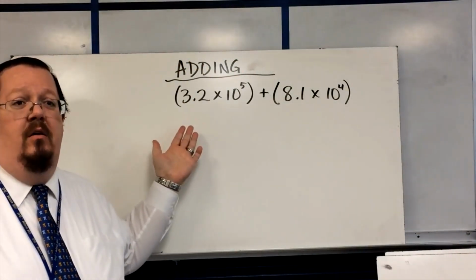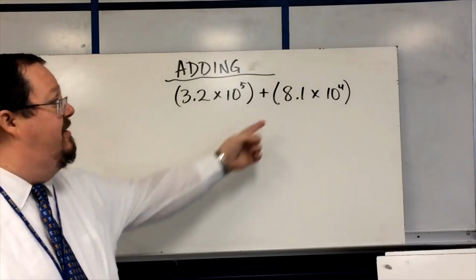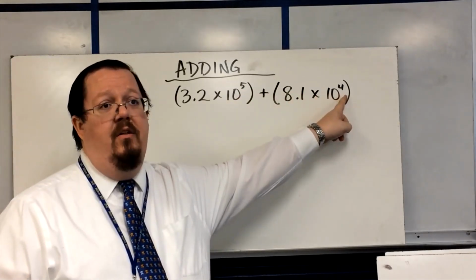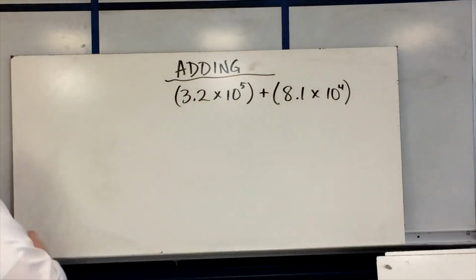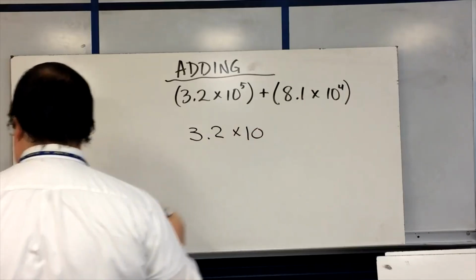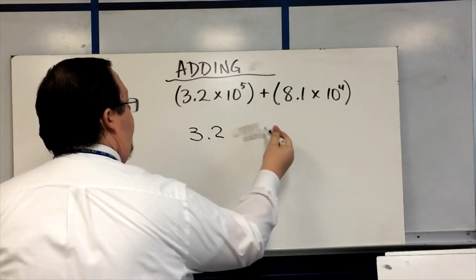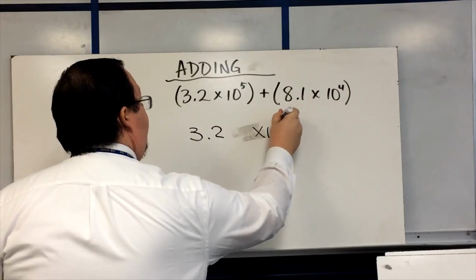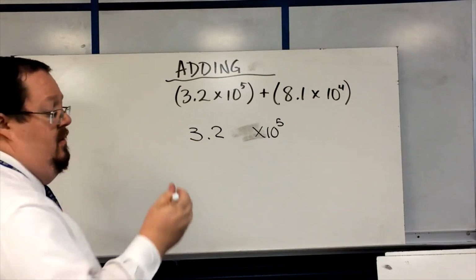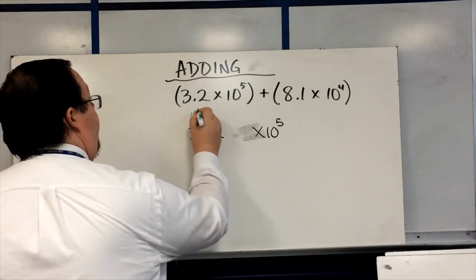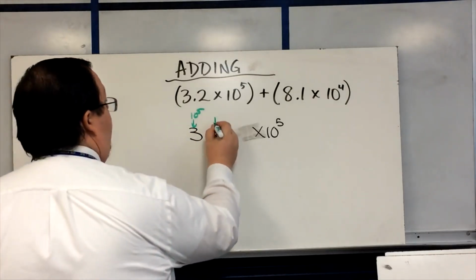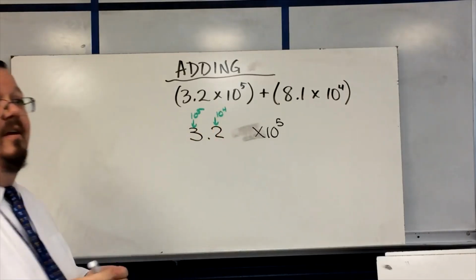Which of these two numbers is bigger? It's not the 8. That's a trick. 10 to the fifths are way bigger than 10 to the fourths. Give myself a little more room. What place is the 3 in? Ten to the fifths. What place is the 2 in? 10 to the fourths.